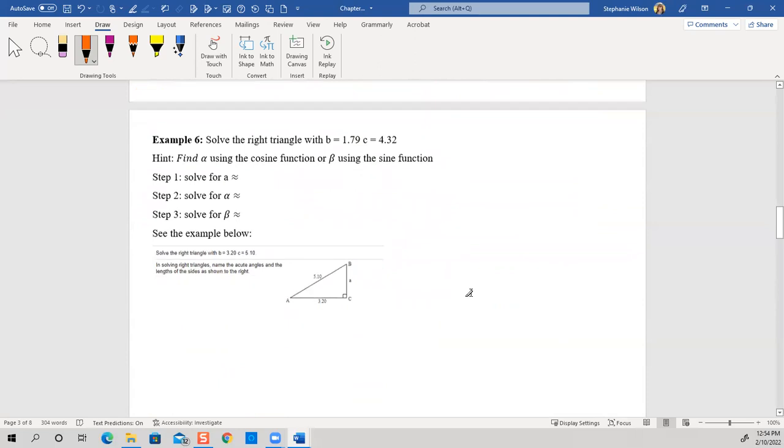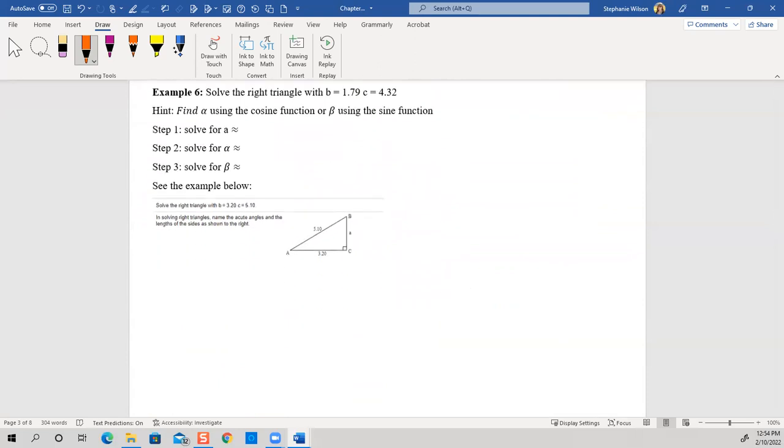So let's talk about application problems. We're going to dig a little deeper now. So we're going to solve the right triangle with specific points given to us. We have B is equal to 1.79, C is equal to 4.32, and it says find alpha using cosine functions, or beta using sine functions. So that's a notation. And we want to find A, alpha, and beta. That's what you're asked for.